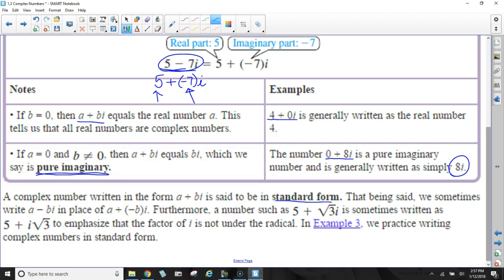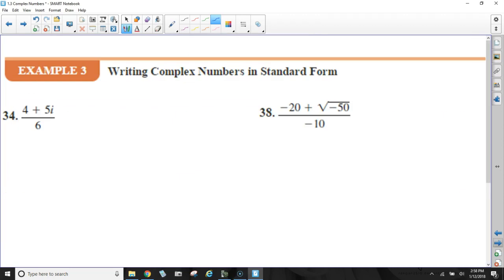Okay. We also discussed this. If we have the real part 5 and then the imaginary part square root of 3i, we are going to prefer to write the i part in front of the radical so as not to confuse that it is underneath the radical. Careful about that.